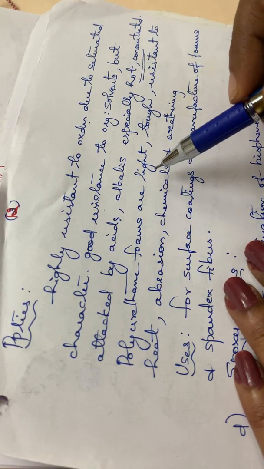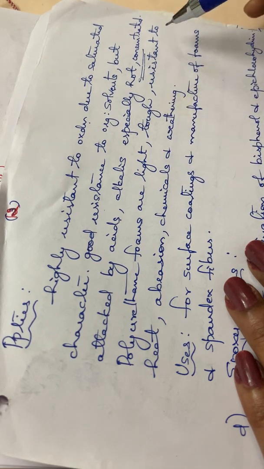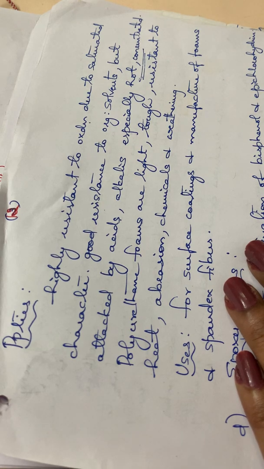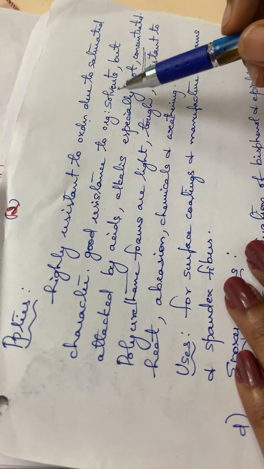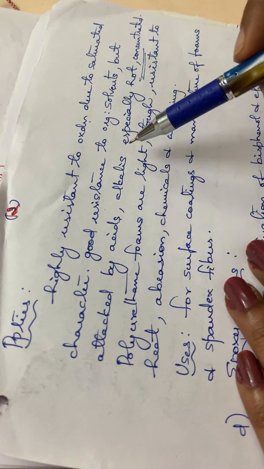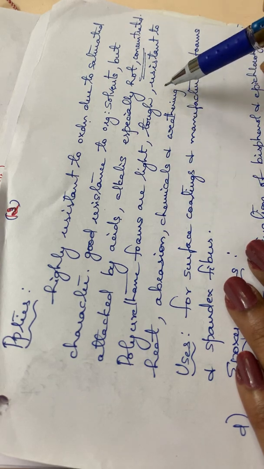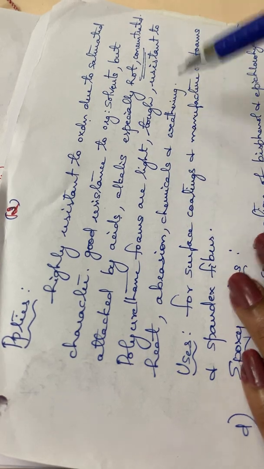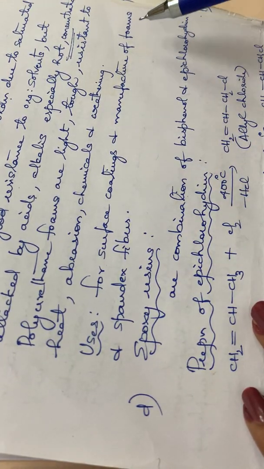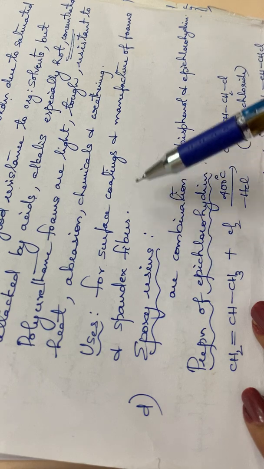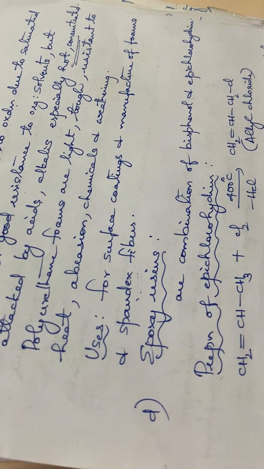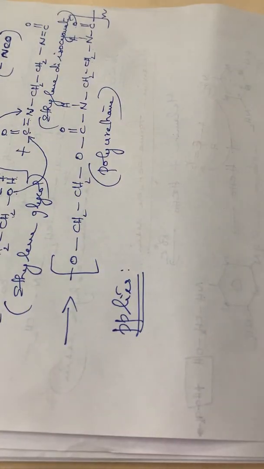Then polyurethane foams are light, tough and resistant to heat, abrasion, chemicals and weathering. So these are some of the properties. Highly resistant due to saturated character, good resistance to organic solvents but easily attacked by acids and alkalis, and light, tough and resistant to heat, abrasion, chemicals and weathering. Then the next is uses. Used for surface coating and in the manufacture of foams and spandex fibers. So these are some of the uses and properties of polyurethanes.